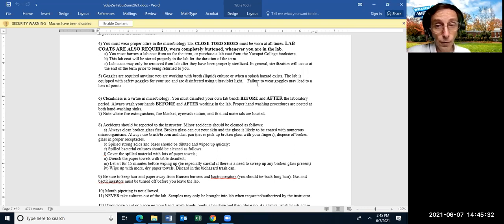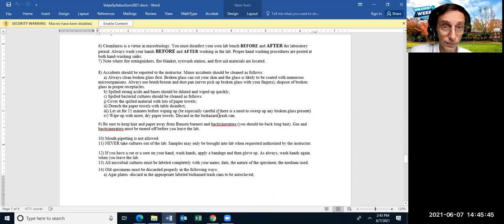So before you work in the lab, you should clean the lab bench, and then after you're done working and before you leave, you should also clean the lab bench. You should note where fire extinguishers are. There's a fire blanket, an eye wash station, first aid material. You should know where those are in the lab. Obviously, we won't ask you about that because you won't be in the lab. You should report accidents like spills to the instructor and then clean them up. If there's broken glass, take care.